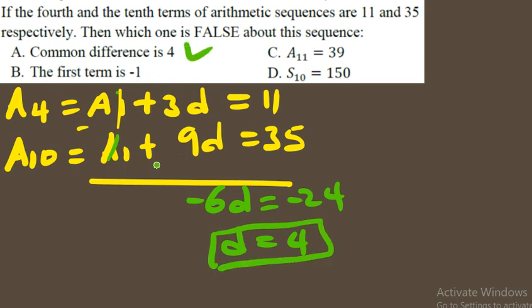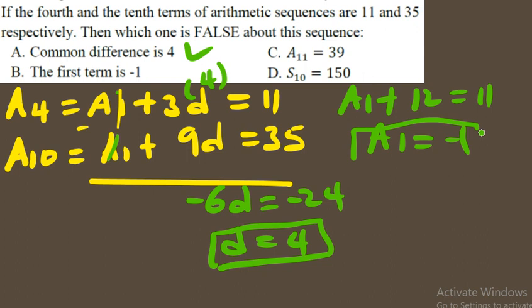That is correct, A. The first term: to get the first term, bring the 4 and substitute it in the first equation. A1 we don't know, that's what we are looking for. A1 plus, in place of d, 4, times 3, you know, it's 12, is equal to 11. So when you shift 12, A1 will be negative 1. Again, that is correct, B.